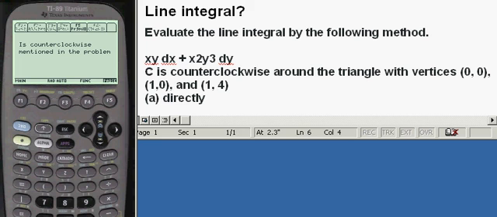Now I ask you whether counterclockwise is mentioned in the problem. If it's not, it's going to be clockwise, which most problems are, but this one's counterclockwise around this triangle. So I say yes, so then the path is going to be 1, 0 to 1, 4, and 1, 4 to 0, 0. Now because there's 2 paths, we need to evaluate the same integral twice over the different paths. It's pretty tricky. This will probably never appear on a test, but it will appear in your homework, and this person submitted this to Yahoo Answers for an answer, so I thought I'd do it.